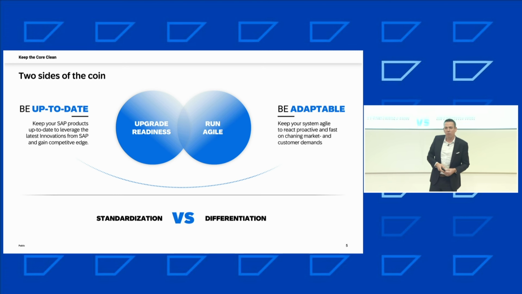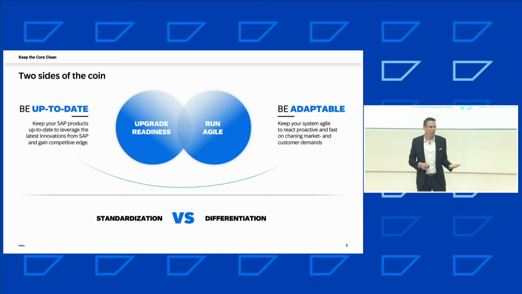And this sounds like a contradiction. To keep your system in an upgradable state, you need to standardize, while on the other hand side, you want to differentiate, and the clean core helps to overcome this contradiction.